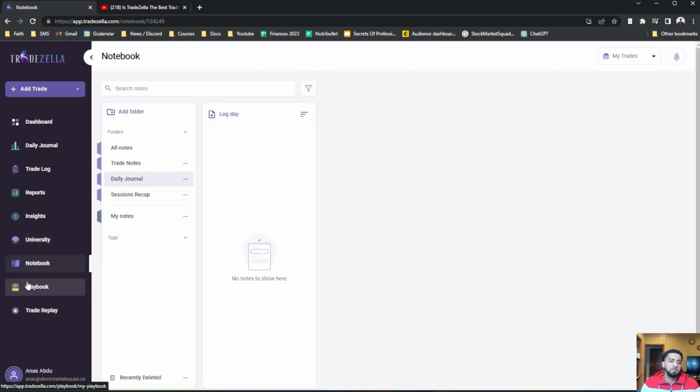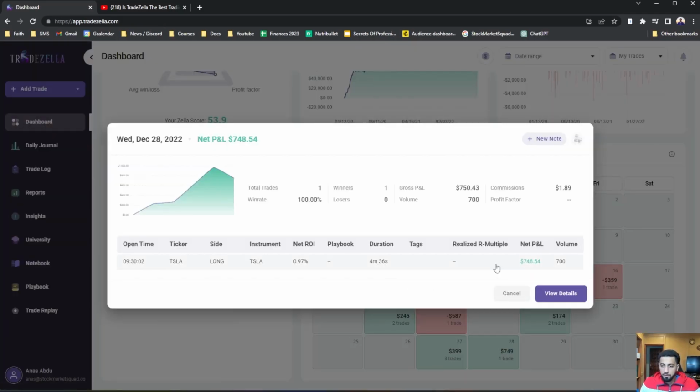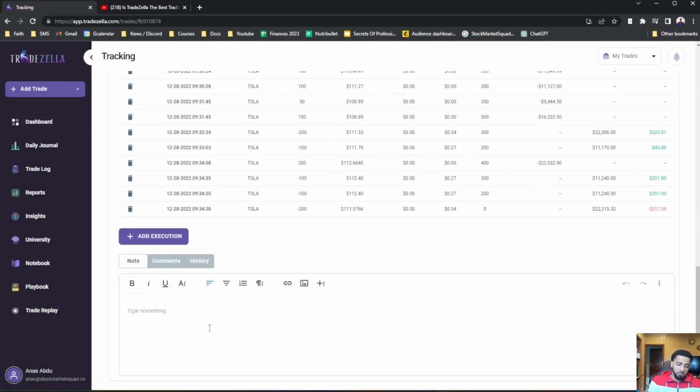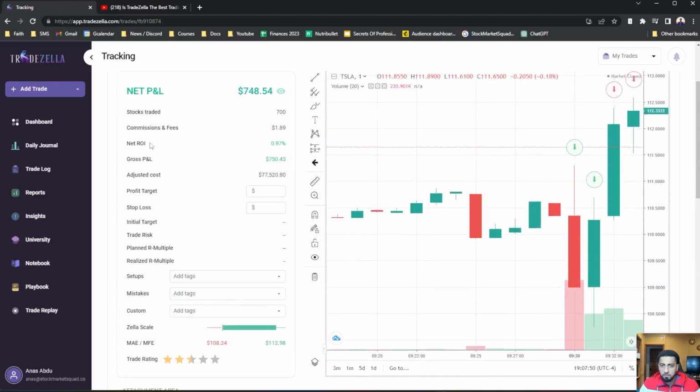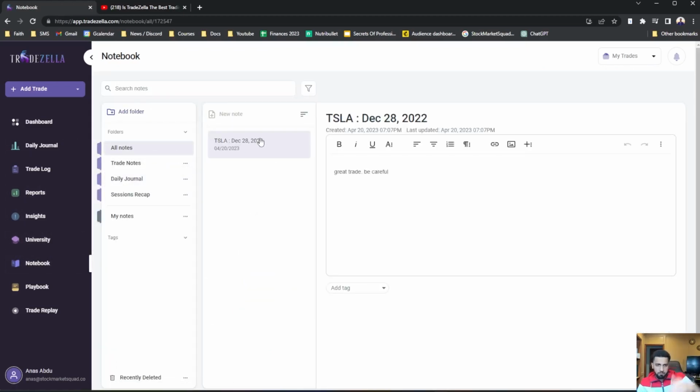And another new thing that's been added is notebooks, right? So anytime you create a note, it'll show up here. So instead of it being scattered, let's say for example you look at this trade and as you're reviewing it, let's say you add a note, right? Let's say you say great trade today, be careful over trading, or whatever you're adding notes here, right? As soon as you add this, let's go back to the notes. Everything automatically gets uploaded here, right?